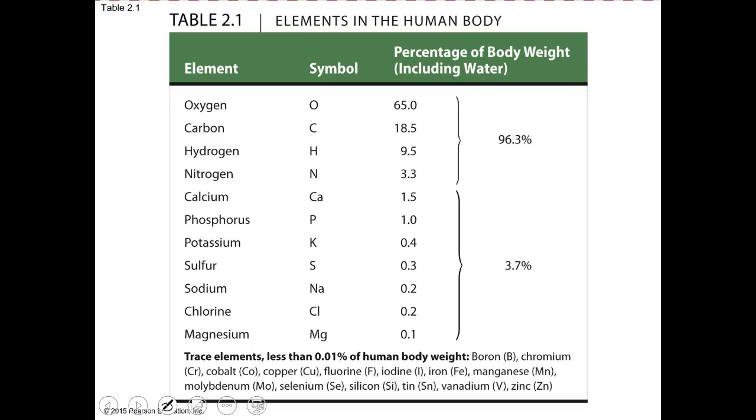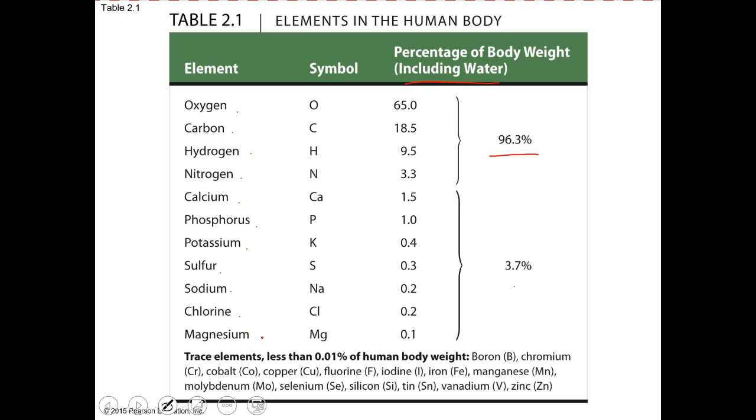These would be the elements that are the big ones. These are kind of our major elements here. Oxygen, which we breathe, carbon, hydrogen, and nitrogen probably make up about 96% of our whole body weight. And that does include water. And then we have some other smaller quantities of elements: calcium, phosphorus, potassium, sulfur, sodium, chlorine, and magnesium.